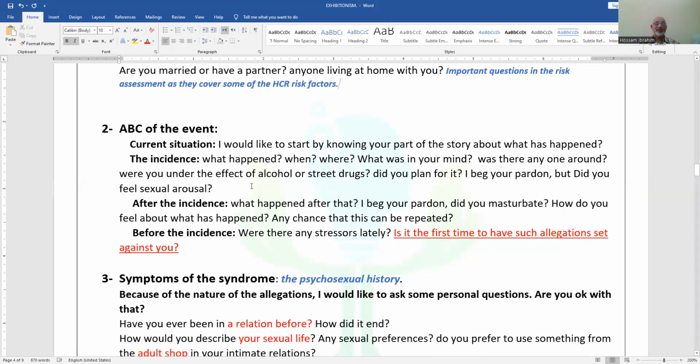And during the incident, ask him if there has been any alcohol or street drugs taken during what happened, and if there has been any sexual arousal after the incident also. Definitely you say, I beg your pardon, or anything to neutralize or sugarcoat these sensitive questions, like, I beg your pardon, I would like to ask you some personal questions. Ask him if he had sexual arousal, and after the incident if there has been any sort of sexual activity like masturbation and so on.